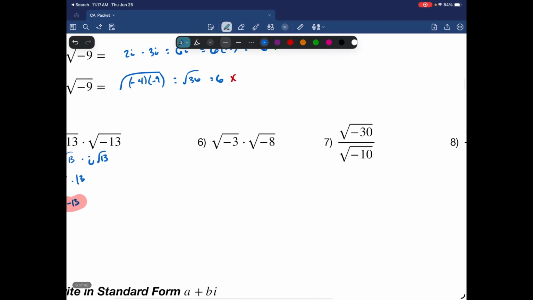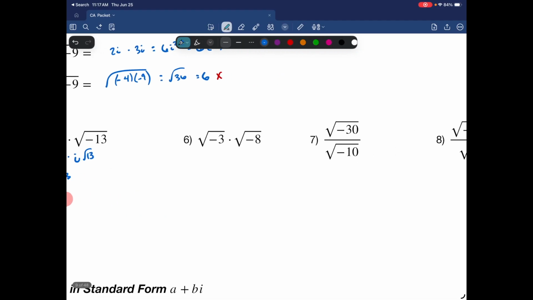All right. On 6, I got i square root of 3 times i square root of 8. This is going to be i squared square root of 24, which is i squared square root of 4 times 6. So it's going to be negative 2 square root of 6. And it's negative because the i squared is negative 1. So this is my answer.